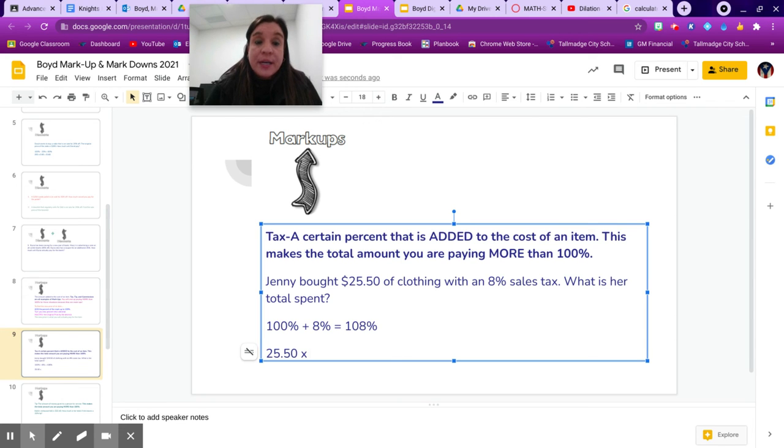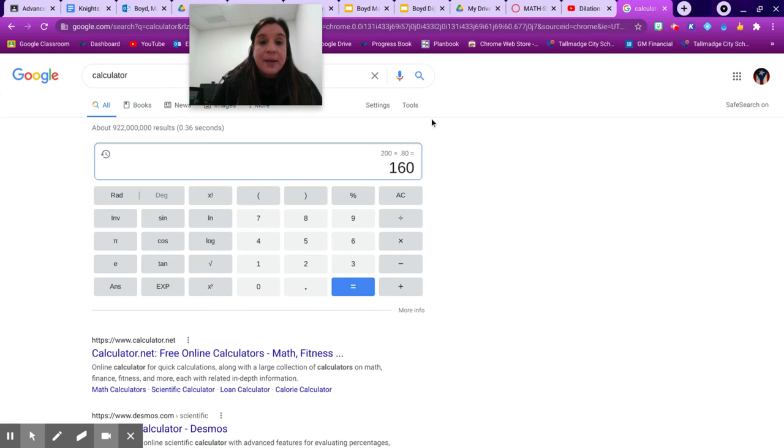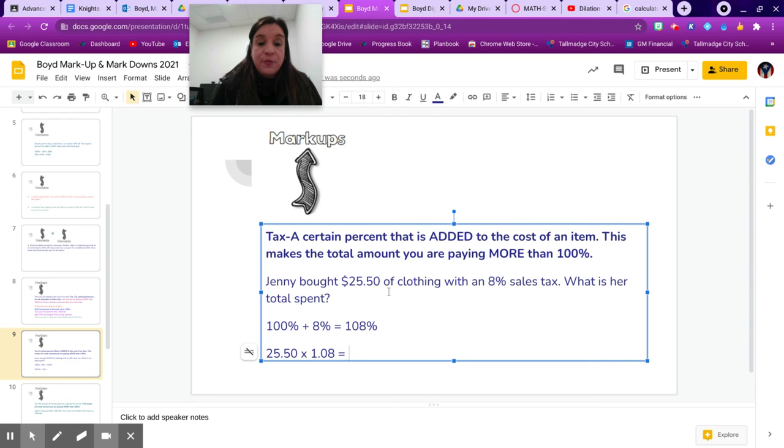And to write 108% as a decimal, we're just going to move the decimal point 2 spaces to the left, or again, you can divide by 100 on your calculator. We get 1.08. So now I'm going to come back over to my calculator, and I'm going to do $25.50, which was the cost of her clothes, times 1.08, because it's 108% that she's paying, and we get $27.54. Yep. That's our total that she's going to pay for her clothing.